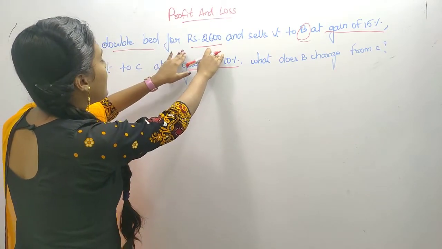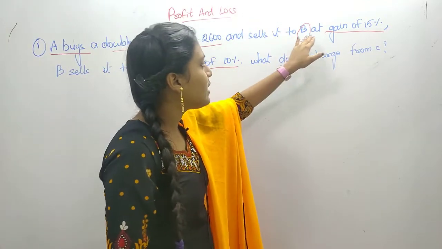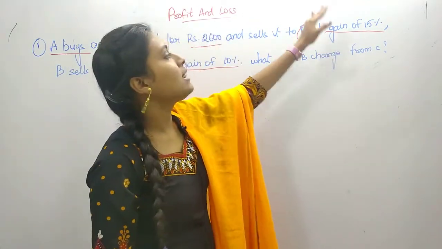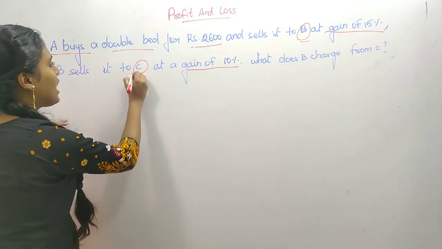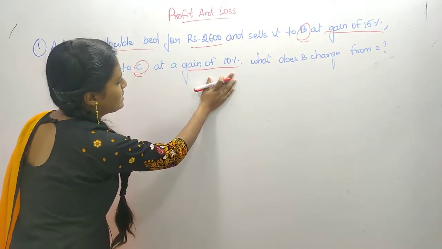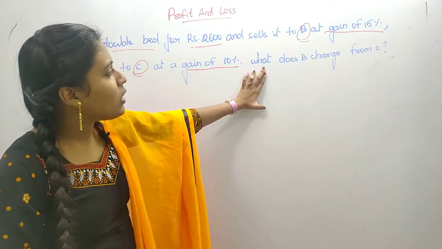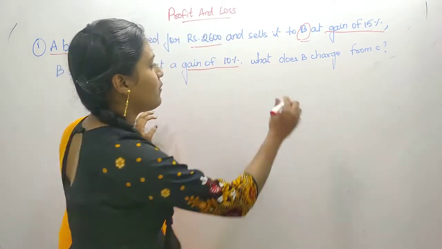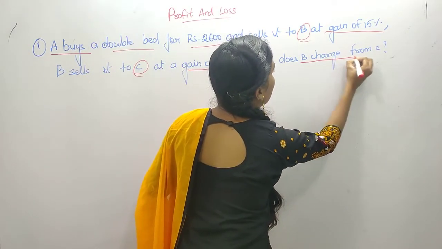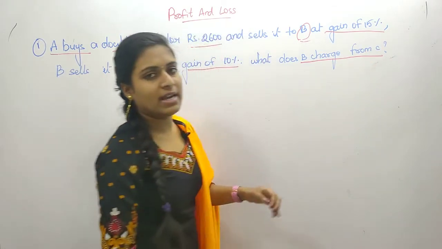A bought the double bed for rupees 2600 and sold it to B at a gain of 15%. Then B sold it to C at a gain of 10%. Then what are we told to find out? We have to find out what B charges from C.